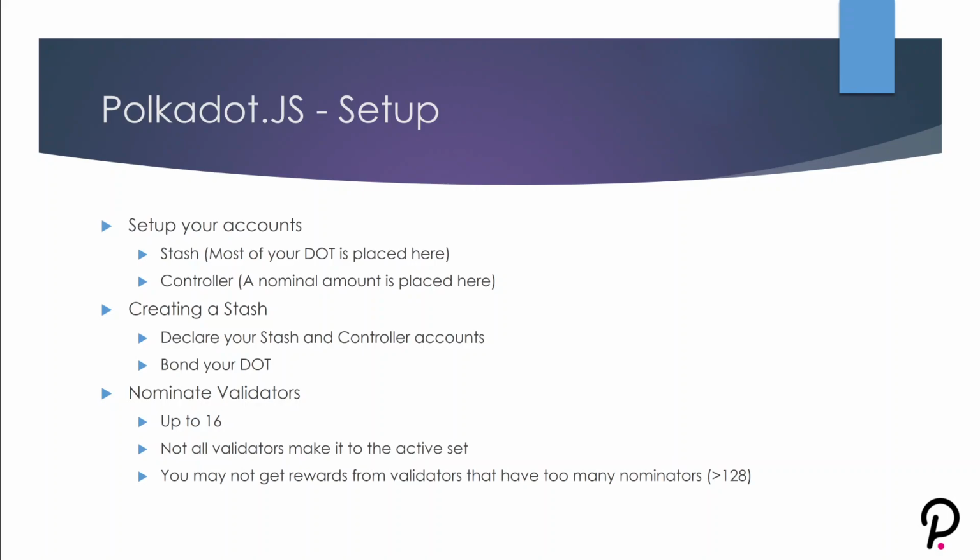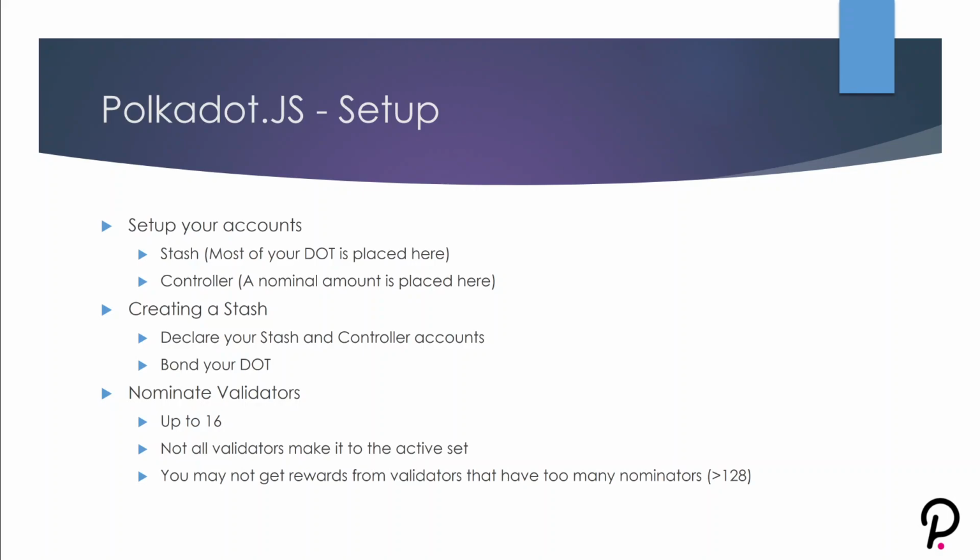So now that you have your account set up, you created your stash and you bonded, most people, from what I see on Discord, think that's it, and they hope for rewards and nothing happens. That's because you have another step. You need to nominate validators. If you don't nominate any validators and you just bond, no reward.